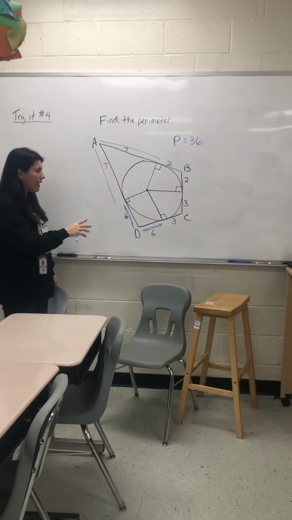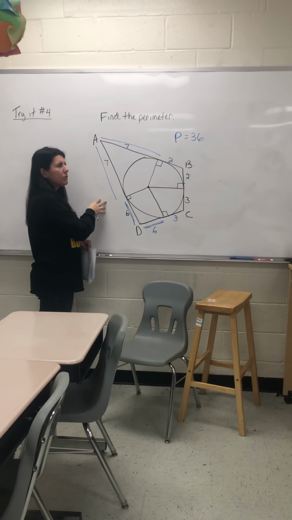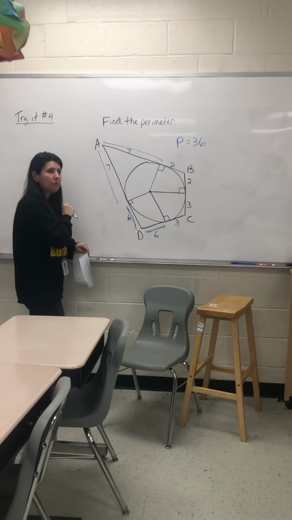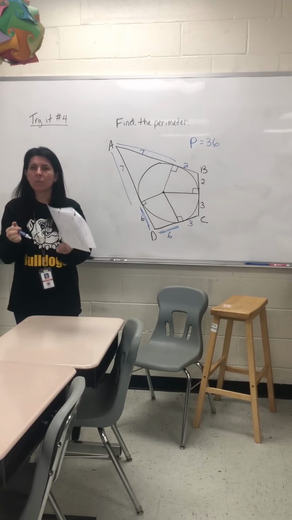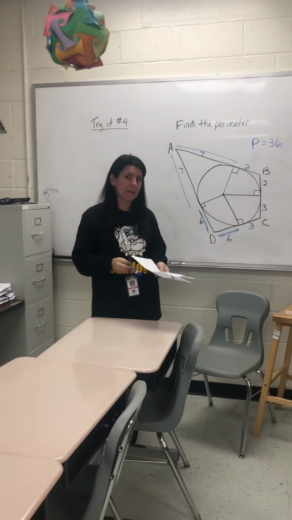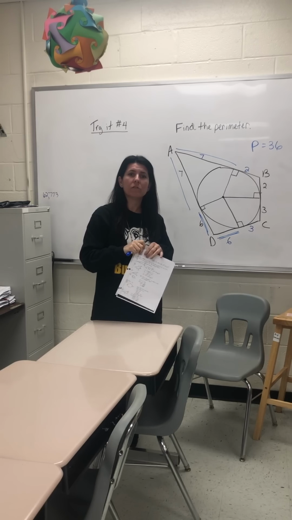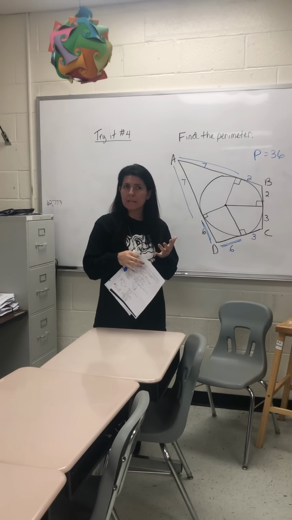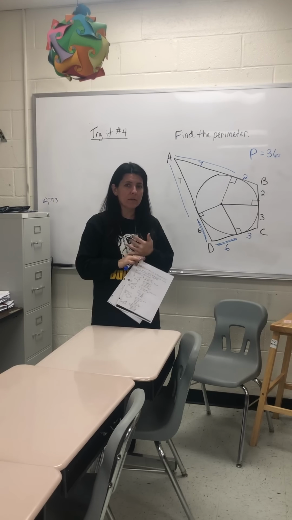So big ideas today is the exterior, or the tangent meeting on an exterior point, they're congruent. And we also talked about if a line is tangent, it has to be 90 degrees to the radius. So two big ideas today, know the two theorems that we talked about.